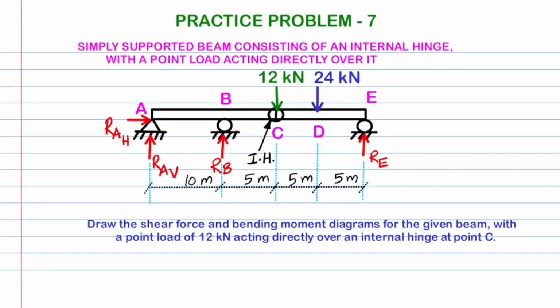The two parts of the beam, namely ABC and CDE, are connected together at C by an internal hinge or bending moment release. The given beam differs from the beams in the solved problems in that a point load of 12 kilonewtons acts directly over the internal hinge, and this makes the problem somewhat confusing.